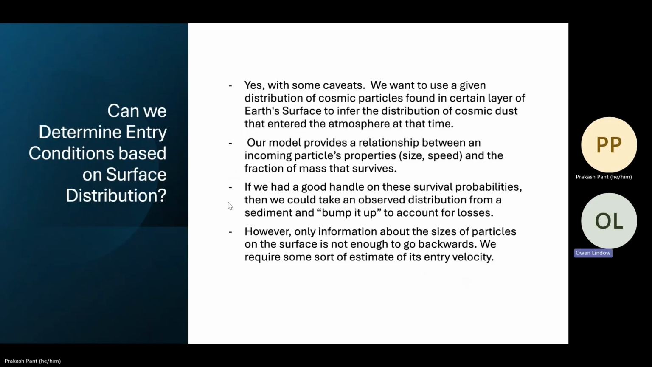So the question that this problem poses is if we can look at some distribution of particles on the surface of the Earth and trace it back and see what the distribution was like before it entered the atmosphere. Ideally we could, because this model gives us some information about how size and speed of the particle results in its final mass, but we lose information along the way when we only look at a distribution of particle sizes or masses, because it tells us nothing about the entry speed of the particle.